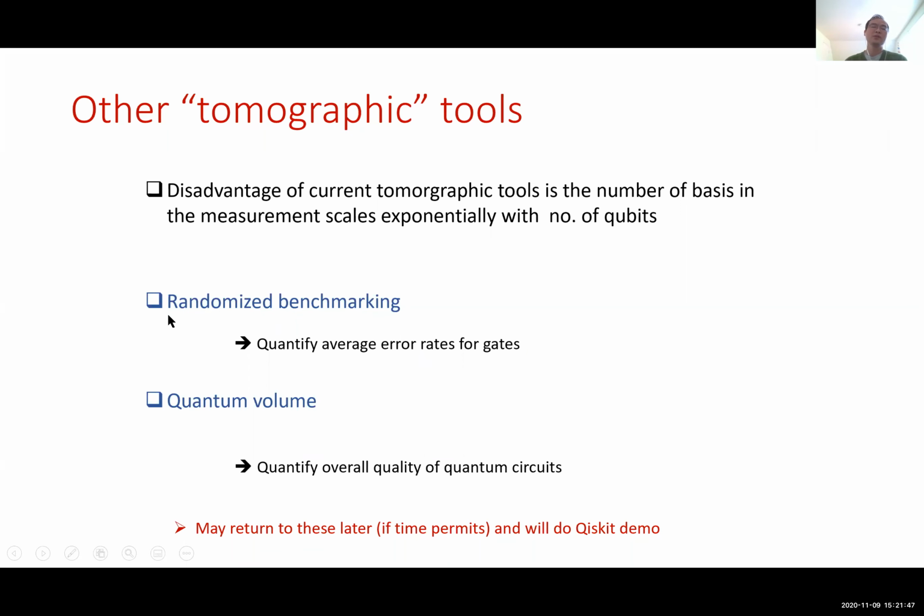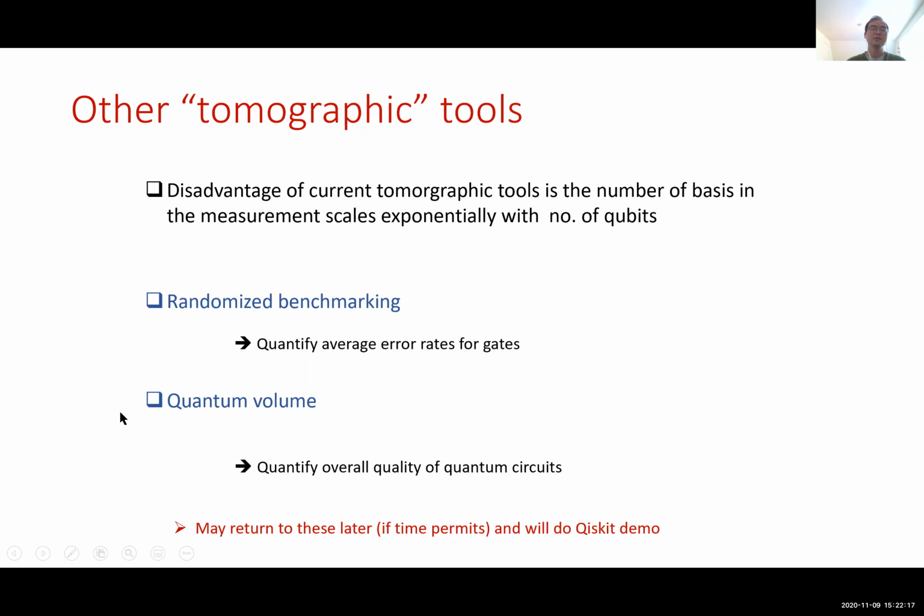There's one particular tool called randomized benchmarking. In a sense, it's related to process tomography, but the goal is not to characterize all the gates, but to get some average error for some groups of gates. So this is used to characterize, for example, 1 qubit error, 2 qubit error, or CNOT gate error, etc.